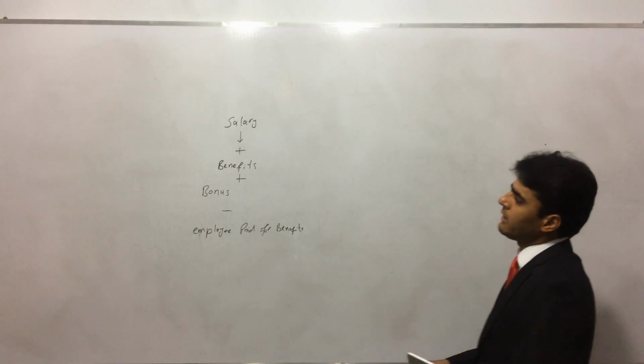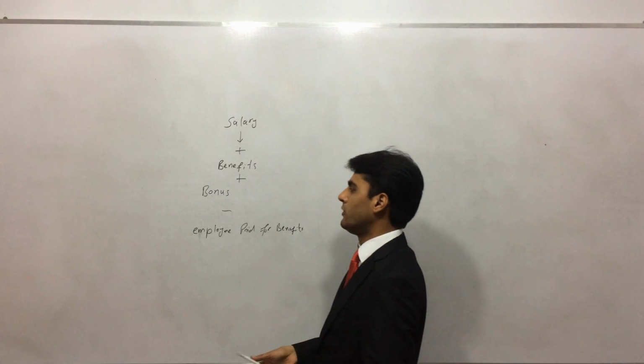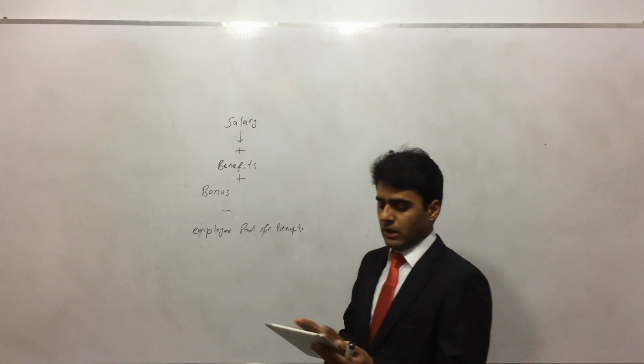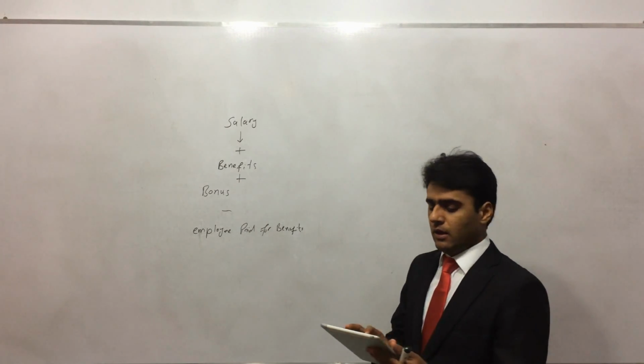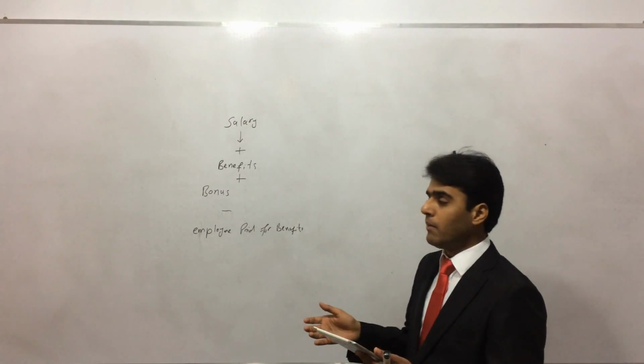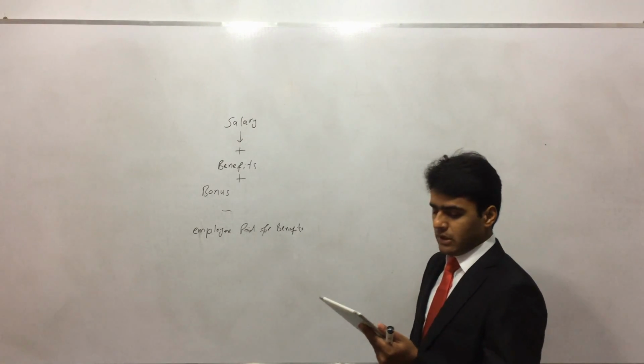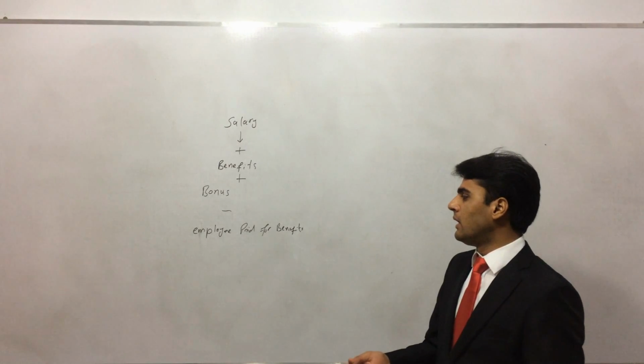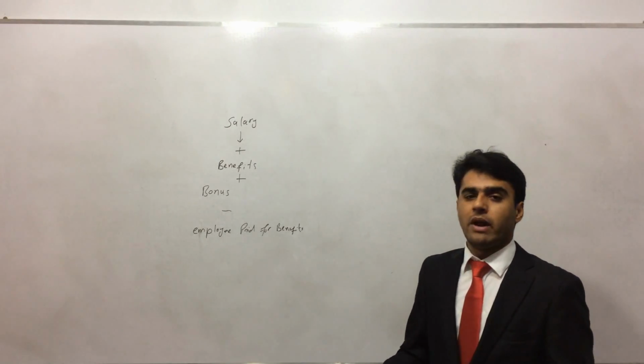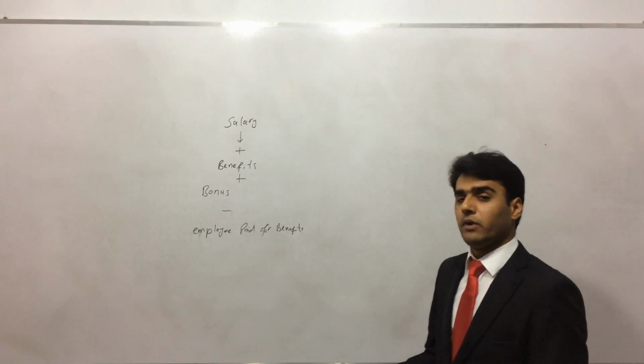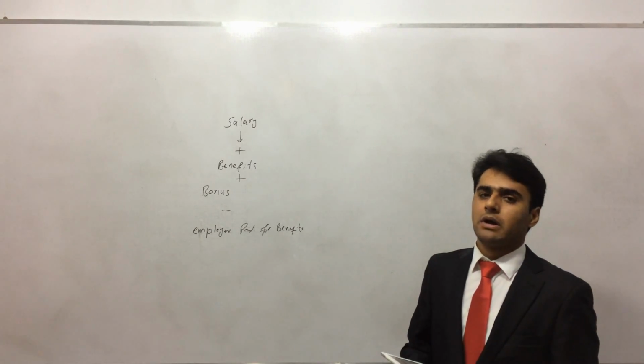All right. So we take the salary and then we add the benefits into it, and then we add the bonus as well, which we have received, which is paid by our company, and then we deduct whatever the employee has paid for the benefits. Say for example, I give you the example of car.